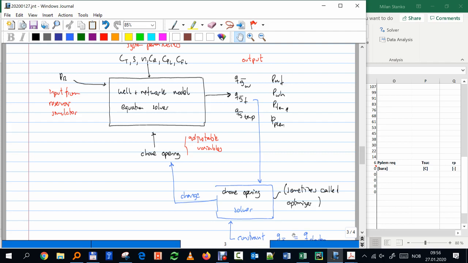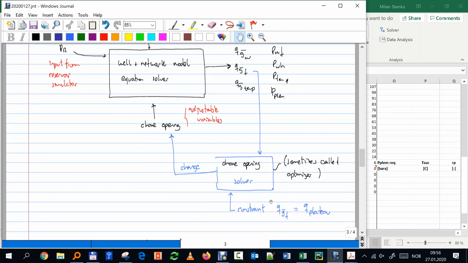It's called an optimizer because if you don't have that constraint, you can simply say I want to produce as much gas as possible. And in that case, what it will do is simply try to open the choke at the fullest.